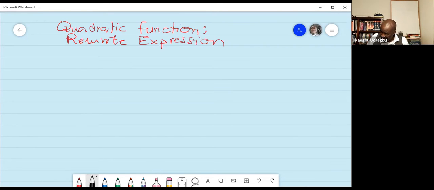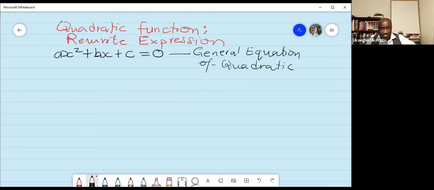So I'm going to write, so this is the general equation of a quadratic. Another way of saying it is any equation that looks like that is a quadratic equation. That's a simple way of saying it.